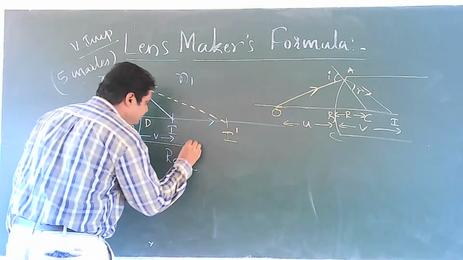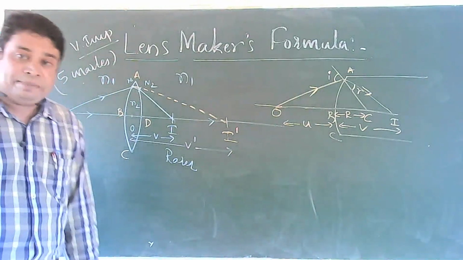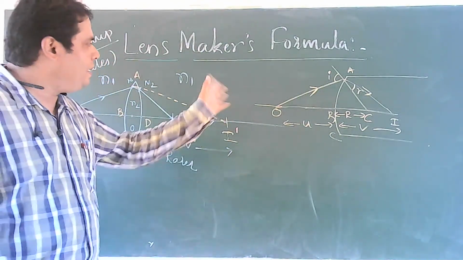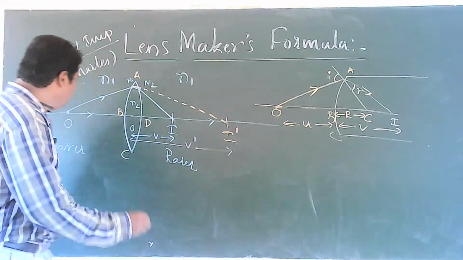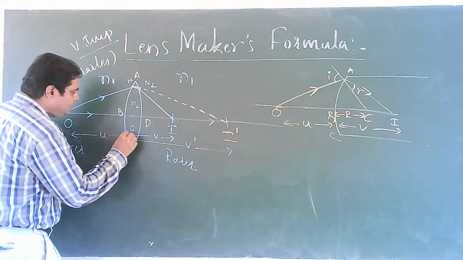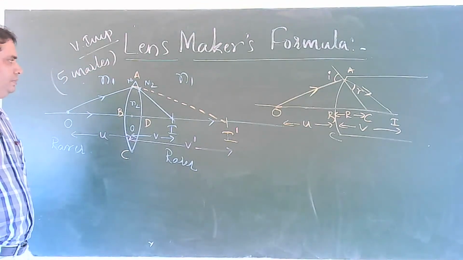Let V dash be the distance of image in the absence of second surface. Second surface illa ankondidre adu enaagtade, this is V dash. And we know U be your object distance. U enagirli object distance agide.